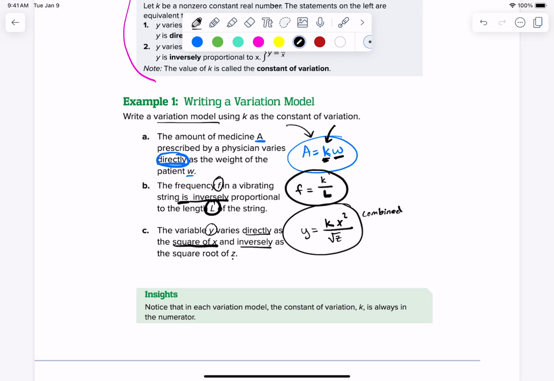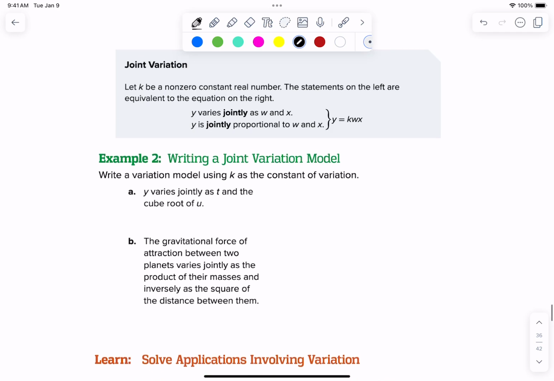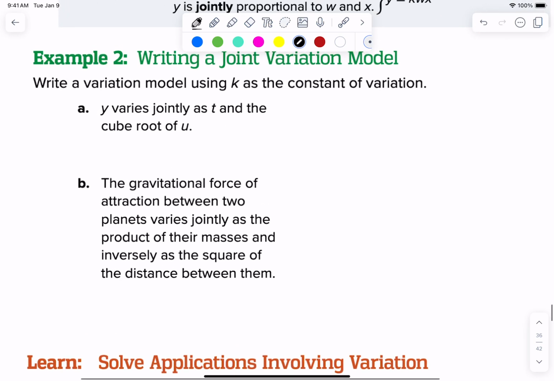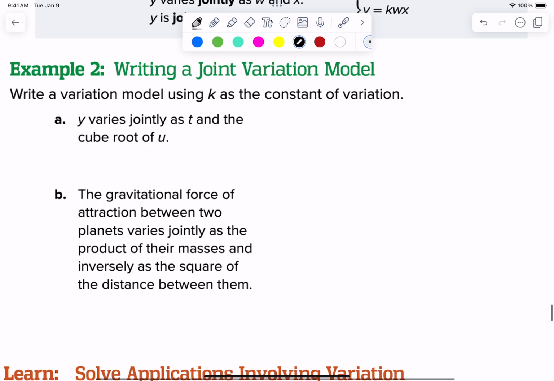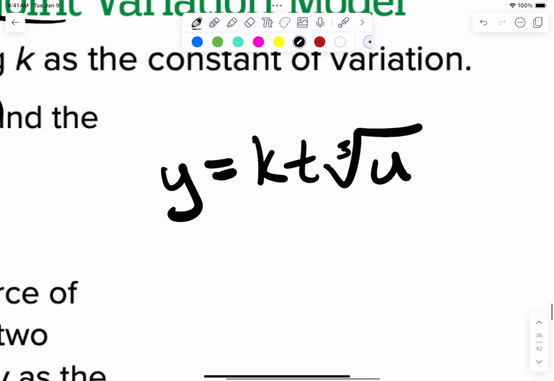Okay. Anyway. All right. Moving on. So, people are watching this video. Example 2. Write a variation model using k as a constant of variation. So same thing. Joint variation. Y varies jointly as t and the cube root of u. Joint variation was when you have 3 plus variables. So y is my variable equals k times t times the cube root of u, where k is my constant. So t times the cube root of u times k gives you y.